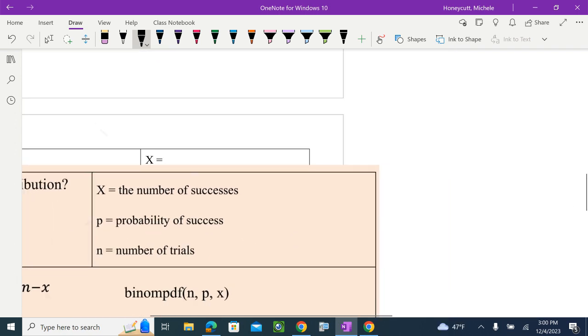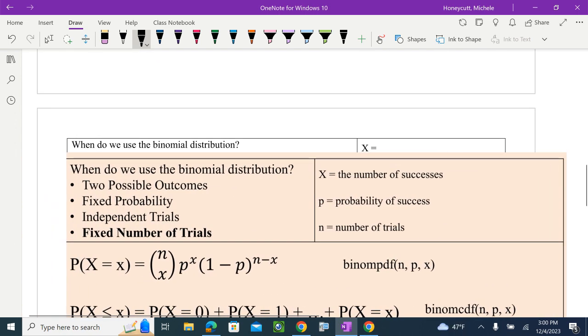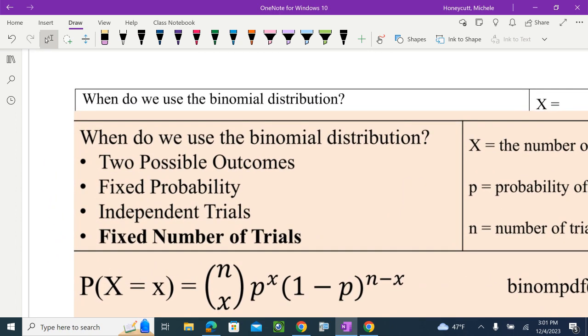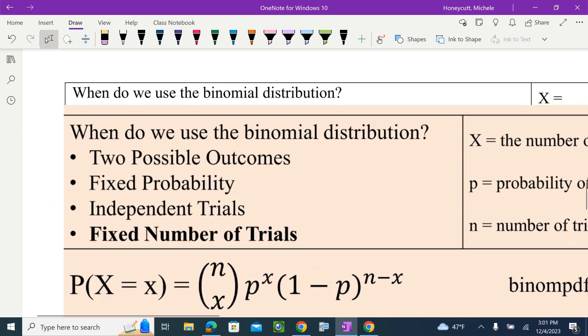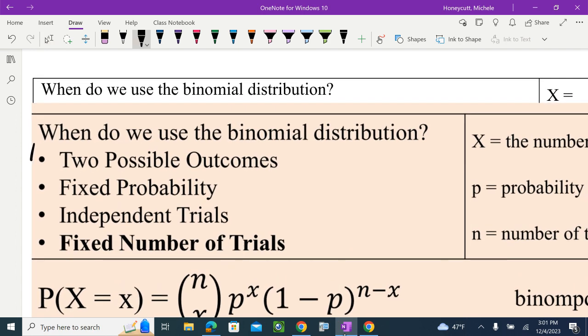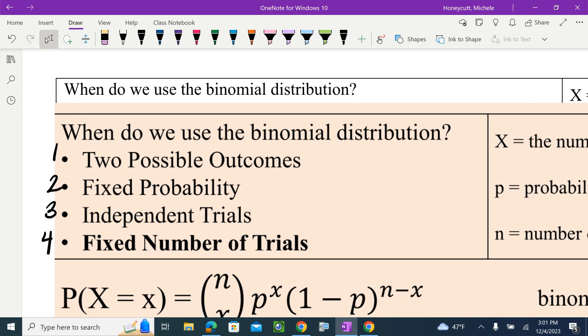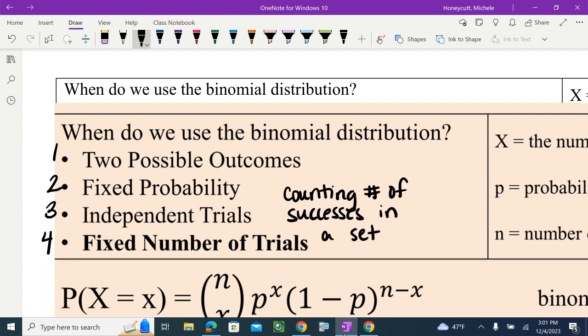Then, after we talked about just a regular discrete random variable, we spent a lot of time talking about a binomial distribution versus a geometric. So for something to be a binomial distribution, these are the four specifications that have to be met. So there has to be two possible outcomes, a fixed probability of success, independent trials, and a fixed number of trials. So what you're doing with binomial distribution is you are counting the number of successes in a set number of trials.